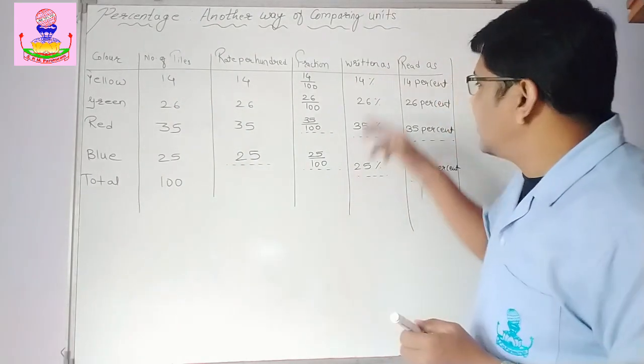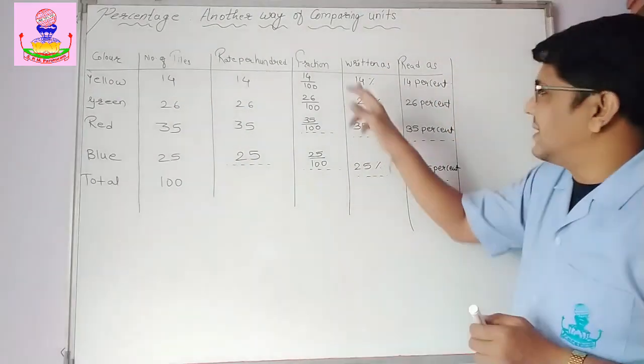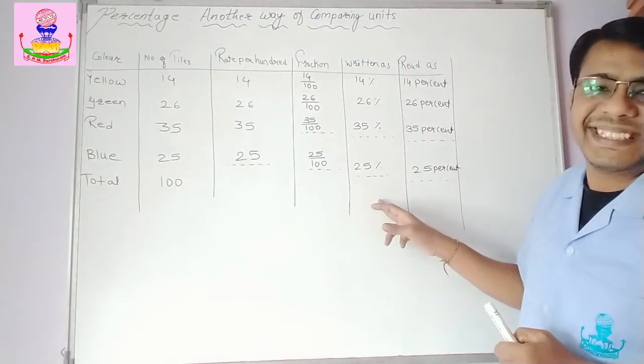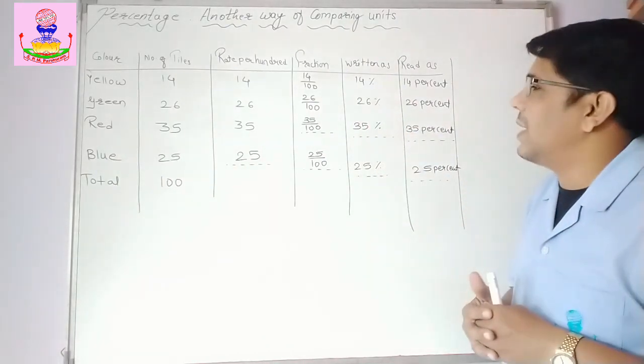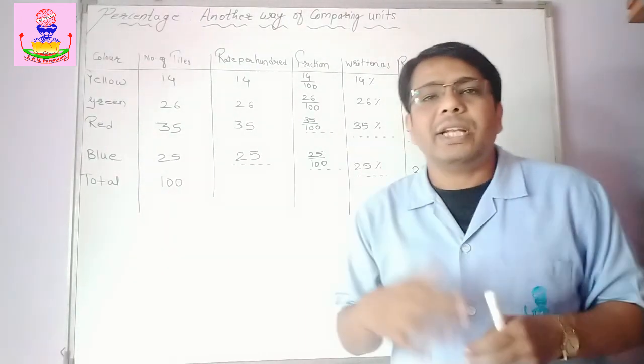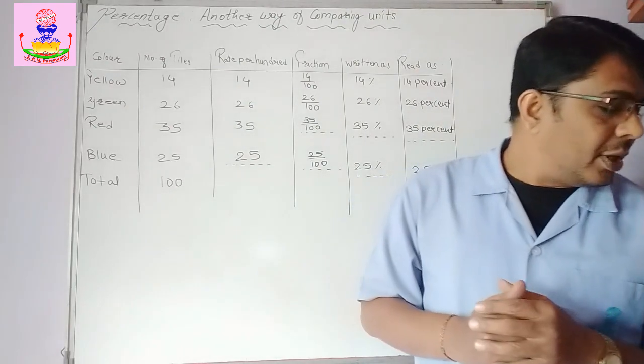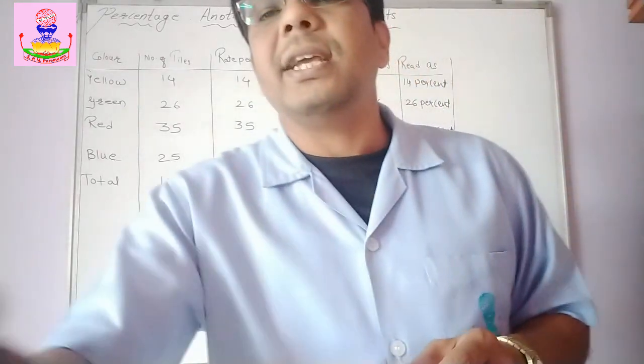And see here, the percentage total is always going to be 100. You can see, do the total, you will get 100%. It has to be. Now this is one table. Now let's move to the other. Try this on page number 158.